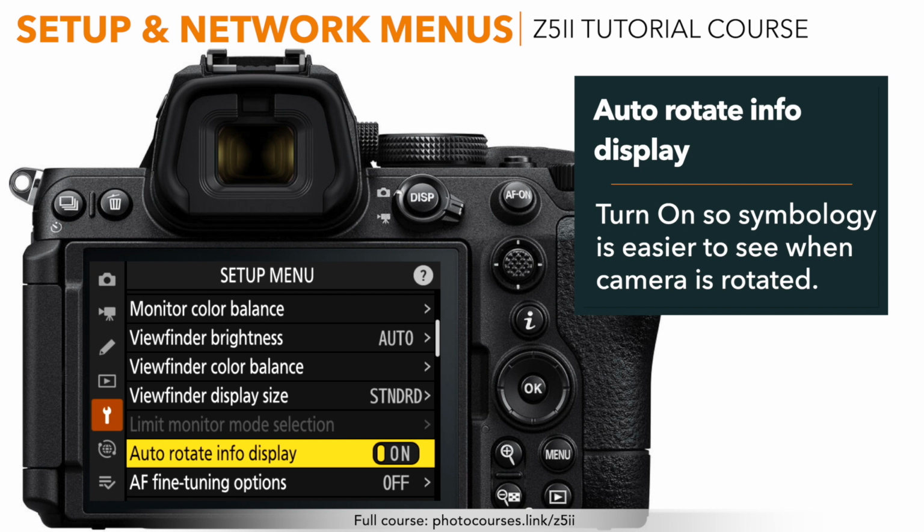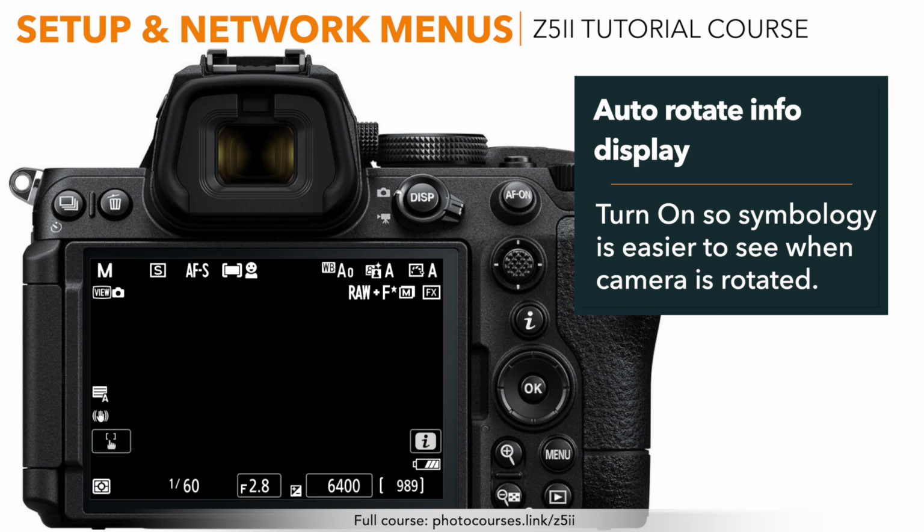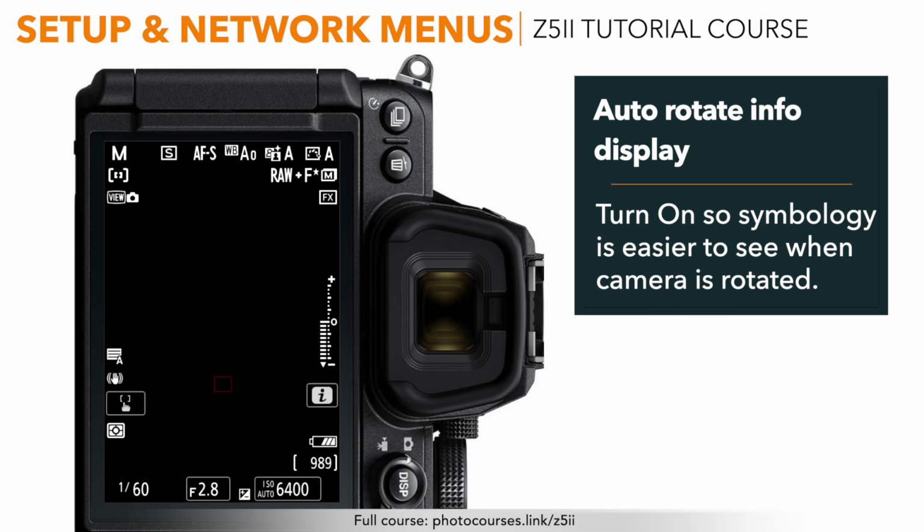Auto rotate info display is a good one to turn on for when you rotate that camera from a horizontal orientation to a vertical orientation. The symbology will also rotate with the camera to make it easier to read.